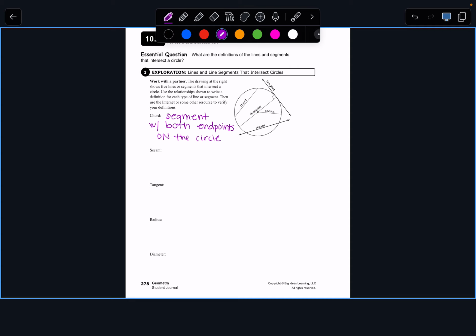Thank you. A diameter is a chord that goes through the center.